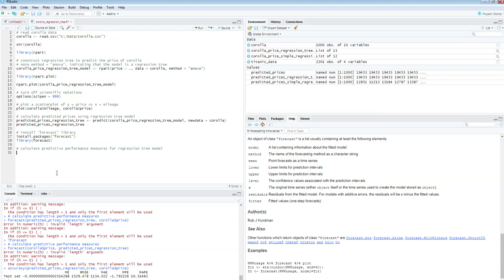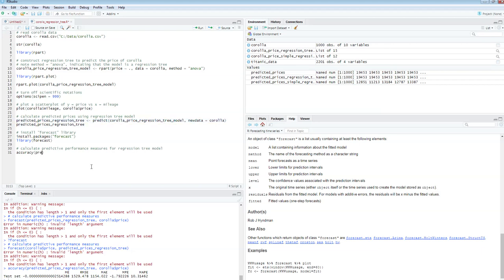Okay, so we were about to calculate the predictive performance measures for the regression tree model first, right? That is done by the function accuracy. As you start typing, you should see the name of the function show up. The function takes two parameters.